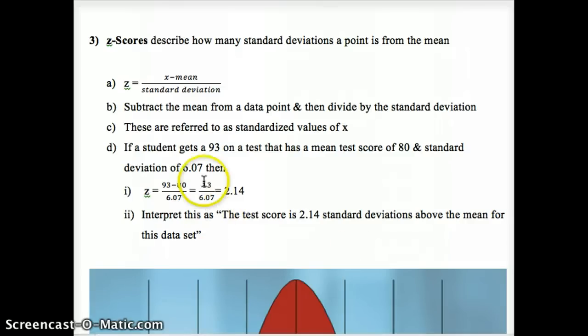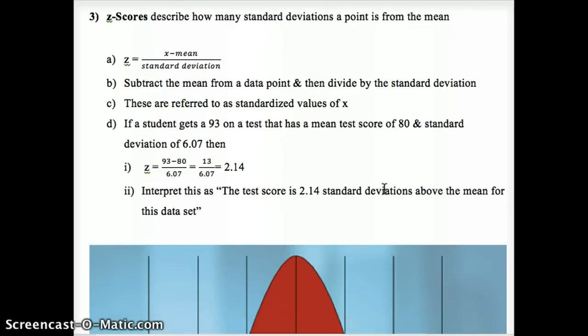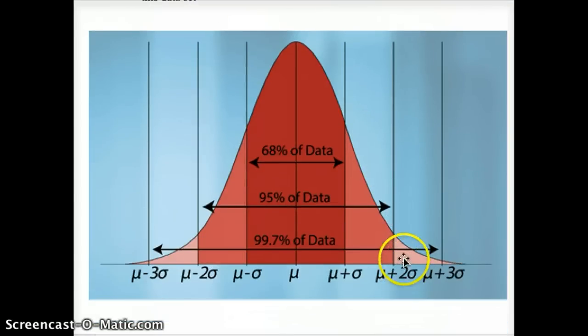So here's an example. Let's say my mean is 80, and the value I'm looking at is 93. In my data set, my standard deviation is 6.07. I subtract the mean from my value, so 93 minus 80 is 13. My value is above the mean, so I know it's going to be a positive z-score. Then I divide 13 by the standard deviation, so I get 2.14. So we'd say that the test score is 2.14 standard deviations above the mean for the data set. That means our value is just about right there on our graph.